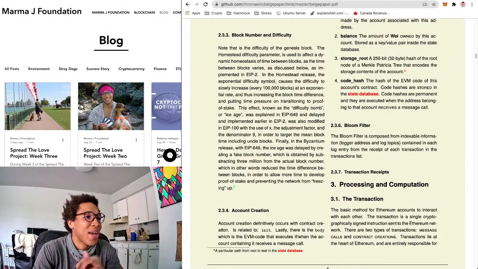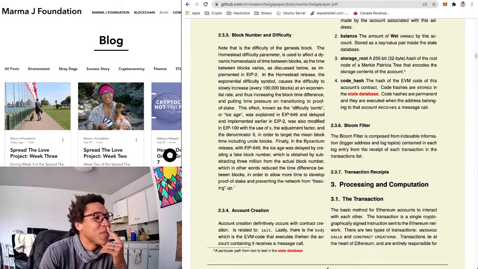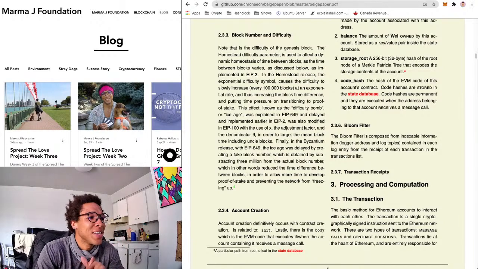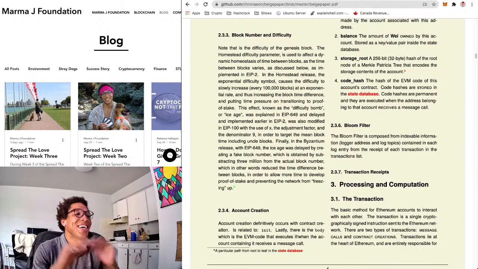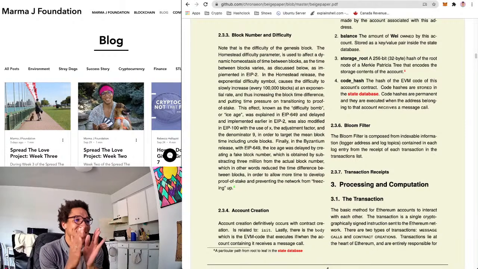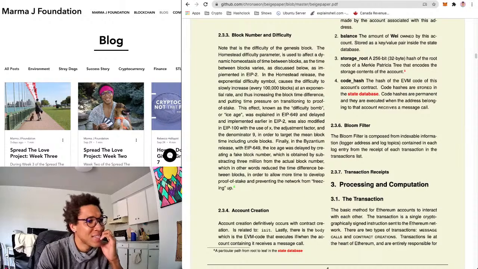2.3.3, block number and difficulty. Note that this is the difficulty of the Genesis block. I don't know why it says that. Anyways, the Homestead difficulty parameter is used to affect a dynamic.